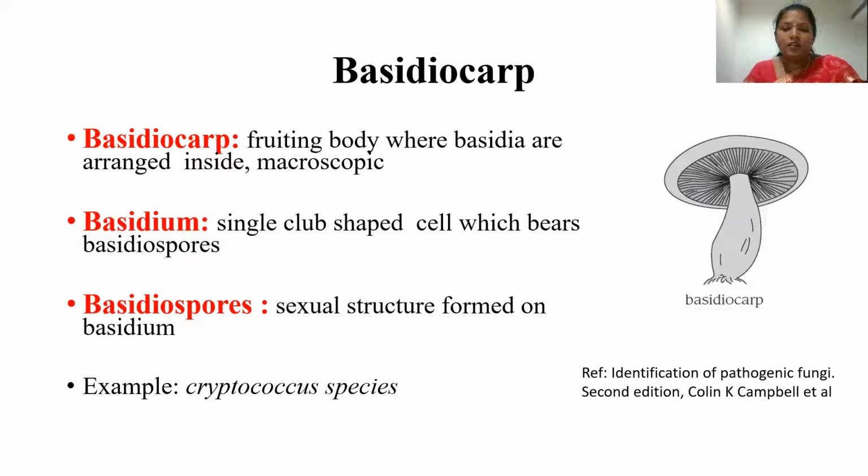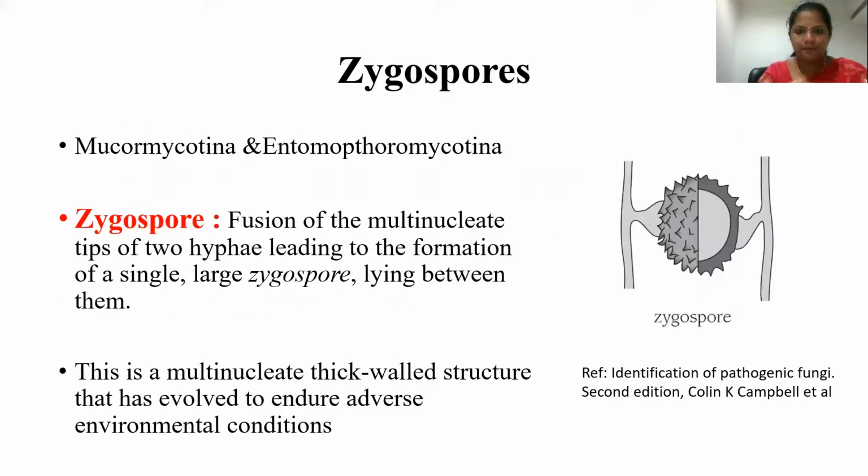Next, in the Basidiomycota, basidiocarps will be produced as sexual reproduction products. Basidiocarps are the fruiting bodies where basidia are arranged inside the basidiocarp. They are macroscopic structures. What is a basidium? A basidium is a single club-shaped cell which bears the basidiospores. Basidiospores are the sexual structures found on the basidium in the Basidiomycota. The example for this is the sexual stage of Cryptococcus species.